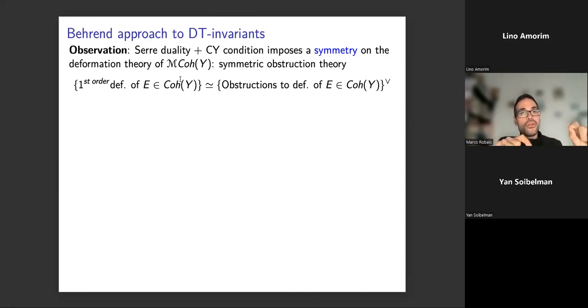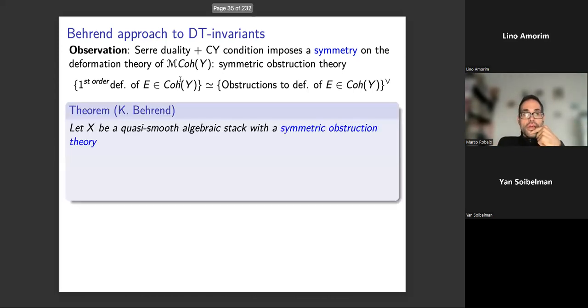If we look at first-order deformations of a given coherent sheaf, this space is actually dual to the space of obstructions to deformation of that same coherent sheaf. So obstructions and deformations are in dual relation to each other. And this comes from Serre duality and the Calabi-Yau condition. So this duality gives a specific structure to the deformation theory. And it was observed first by Kai Behrend that if you take a stack which exhibits this kind of symmetry, like the space of first-order deformations is dual to the space of obstructions, then, so an example would be this moduli of coherent sheaves on a Calabi-Yau.